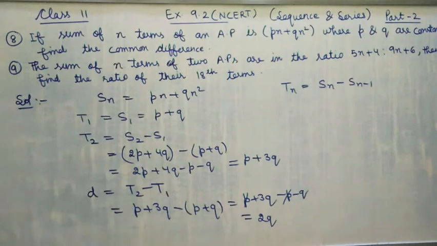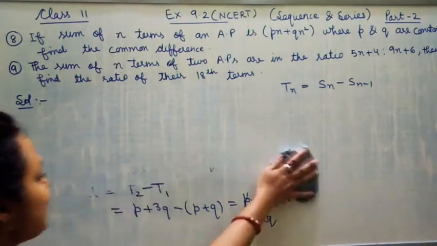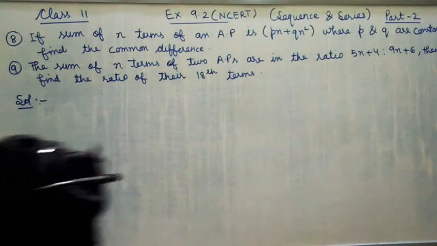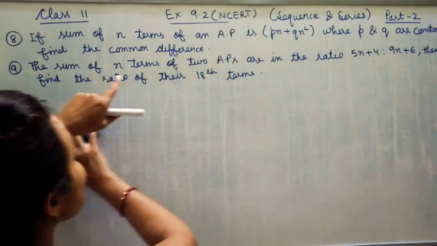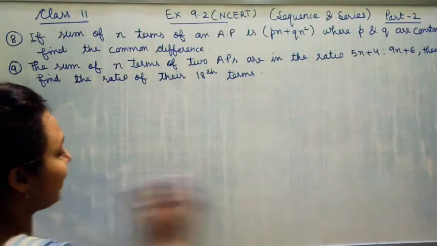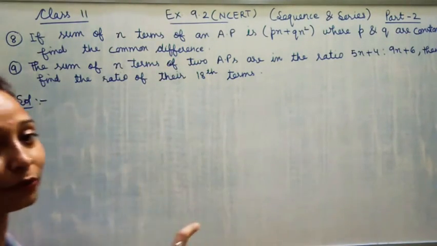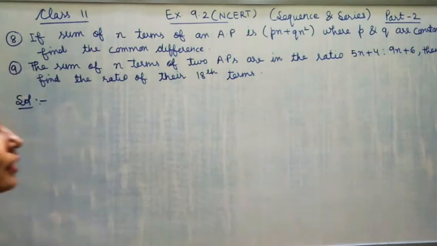Now come to question number 9. That is also very simple. The ratio of the sums of n terms of two APs is given to you, and you have to find the ratio of the 18th terms. So how can we find it?